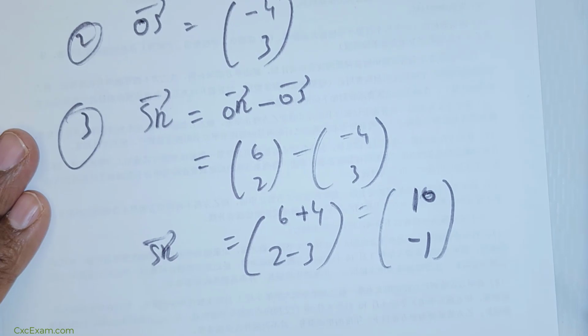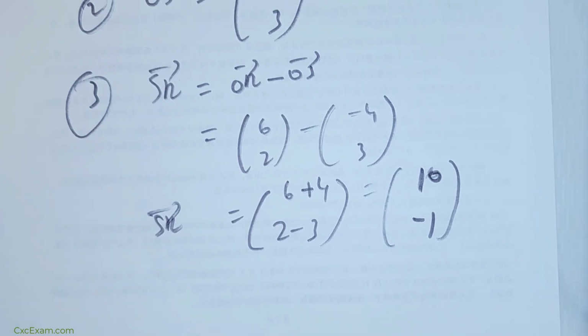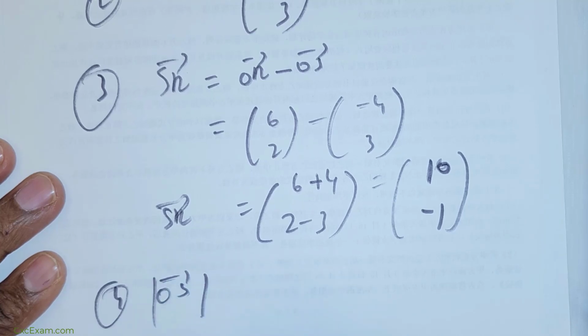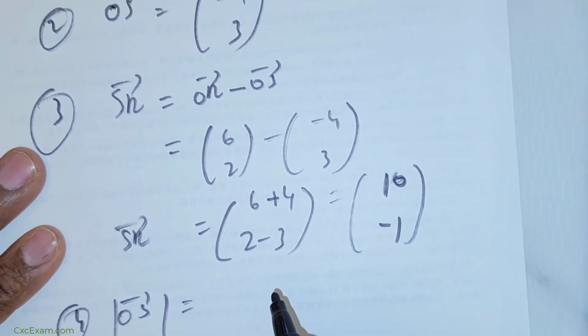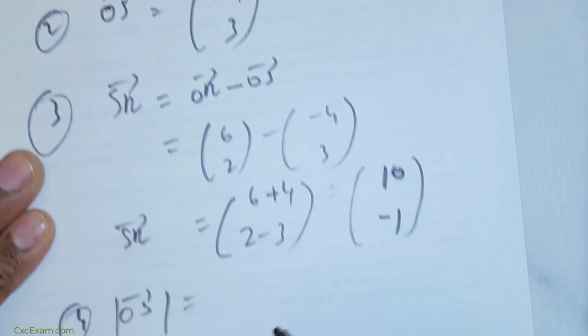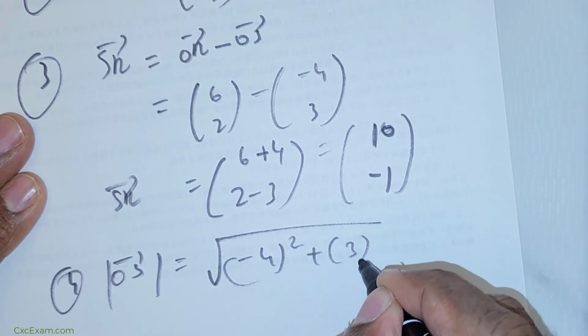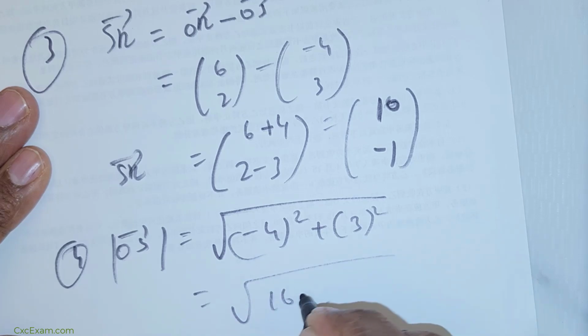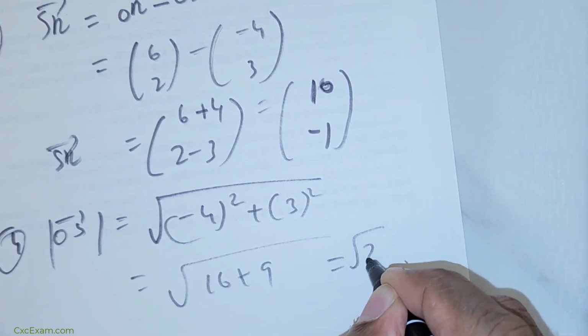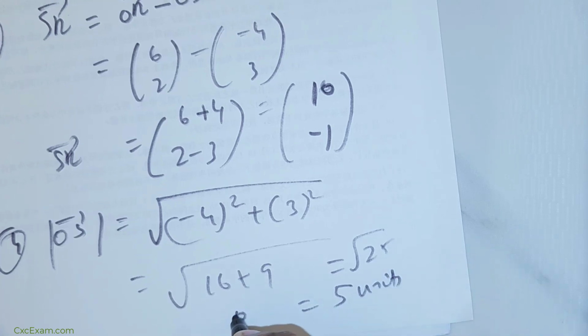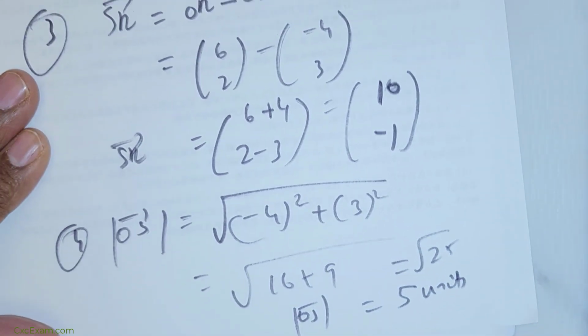I hope you are watching. Alright, let's move on to the next part. We have to find out the magnitude of OS vector. So OS is [-4; 3]. So square root of (-4) squared plus 3 squared. 16 plus 9, which is root of 25, which is equal to 5 units. So this is the magnitude.